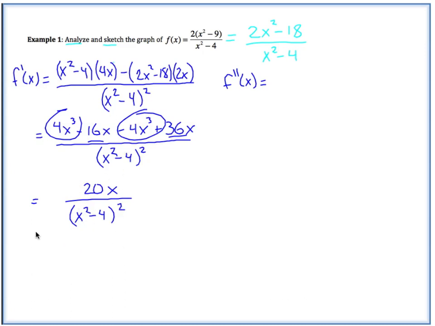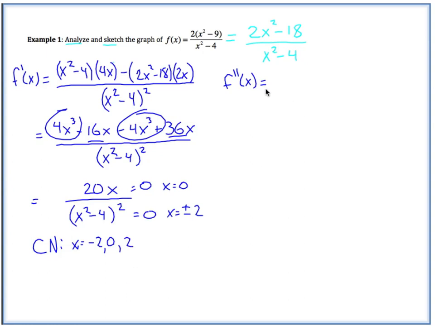Now what we want to do is find these critical numbers. Now remember, it's where the numerator equals 0 and then where the denominator equals 0. Okay, so the numerator is going to equal 0 when x equals 0, and the denominator is going to equal 0 when x equals plus or minus 2. So this gives us our critical numbers of x equals negative 2, 0, and 2.